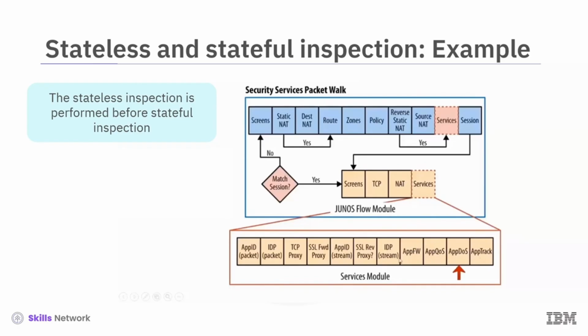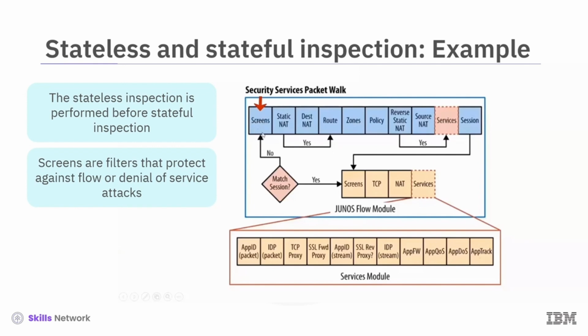Some of the services shown are AppTrack, AppDOS, AppQoS, AppFW, and IDP, which are some of the more advanced security services. If the incoming packet doesn't match an existing session, then it follows a different flow. First, screens are applied. Screens are filters that protect against flow or denial of service attacks. Then, if required, the static NAT is applied, then the destination NAT if it is configured. Finally, the routing and the policy evaluation are conducted.